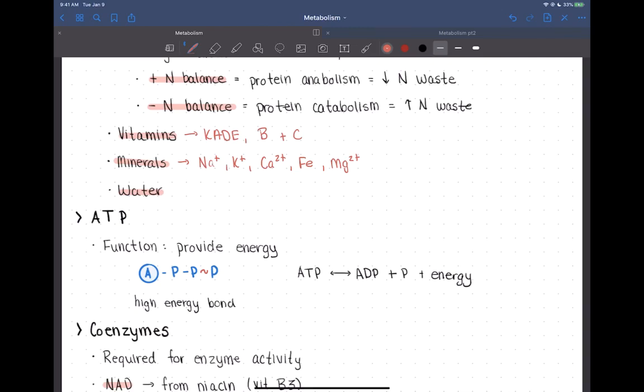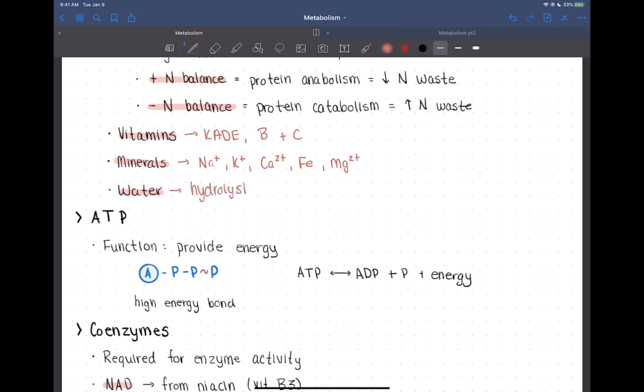And then water, we know, is absorbed from food, the majority of it, 90%, in the small intestine, and then 9% in the large intestine. It's used for many processes. We make water in cellular respiration, but it's used for hydrolysis.